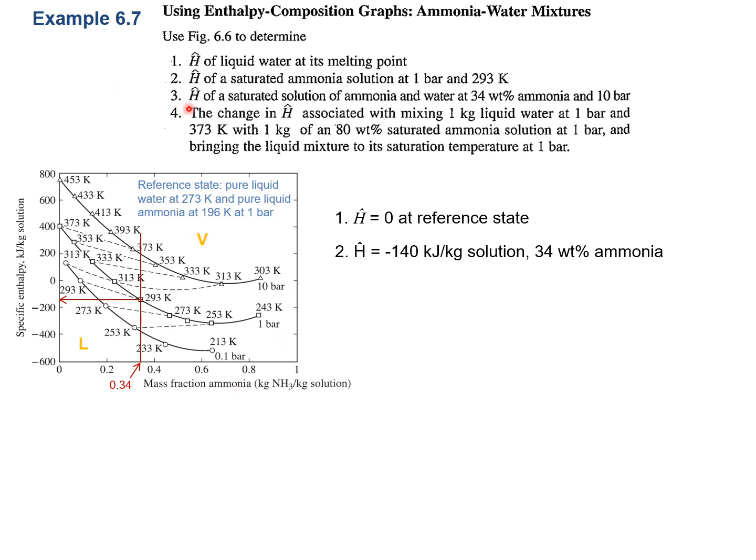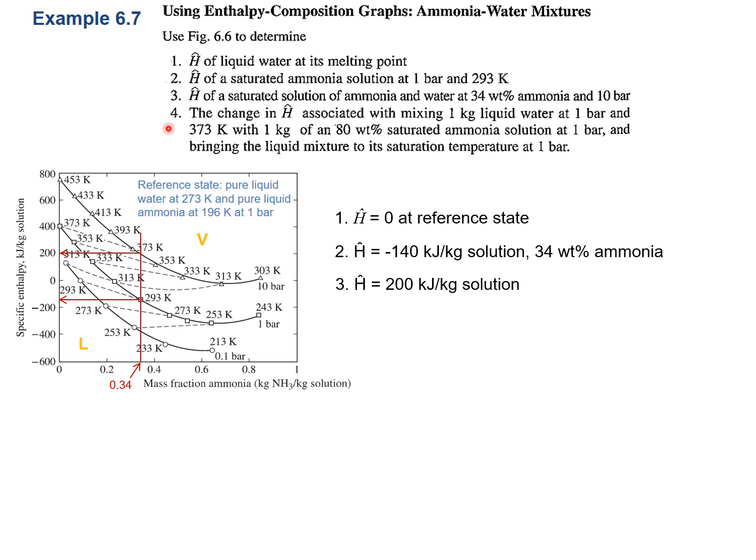Let's go to question number 3. Enthalpy of a saturated solution. Also here it is saturated. It means you will read the point on the curve of equilibrium. Saturated solution of ammonia and water at 34 weight% ammonia and 10 bar. So where is the 10 bar? Here, and 34% is here. That is to say, you could read the value of enthalpy at this point. That is plus 200 kilojoule per kilogram solution.